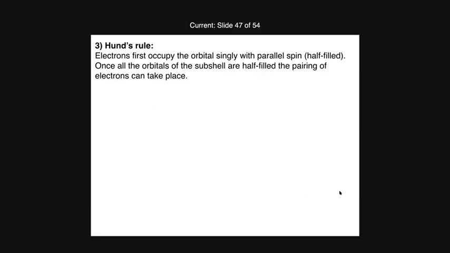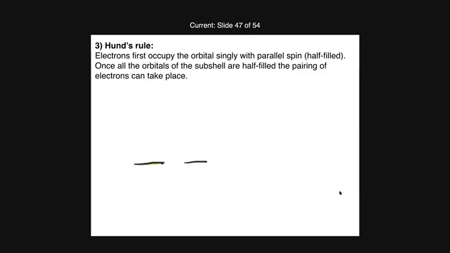All right, so the next thing we are going to take a look at, the last one, is called Hund's rule. Hund's rule states that if you are going to fill electrons, you need to fill them singly with the same parallel spin first. You are going to fill them half filled, and after you fill them half filled with the same parallel spin, then you start pairing them with the opposite spin. What do I mean by that? For example, I'm going to take a look at 2p that we did earlier.